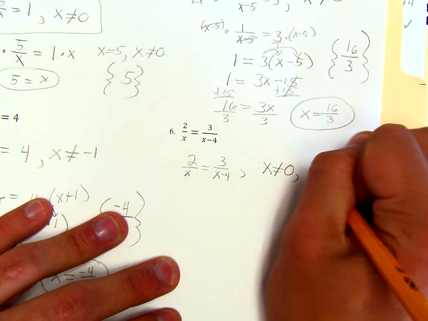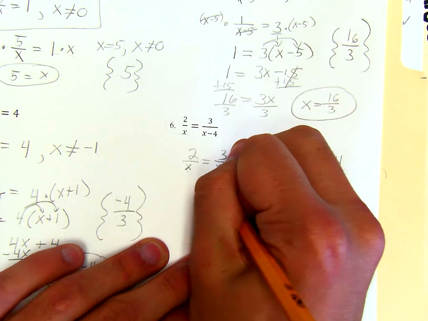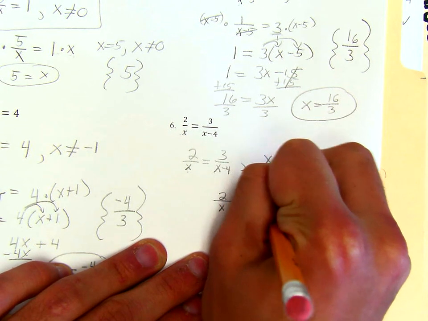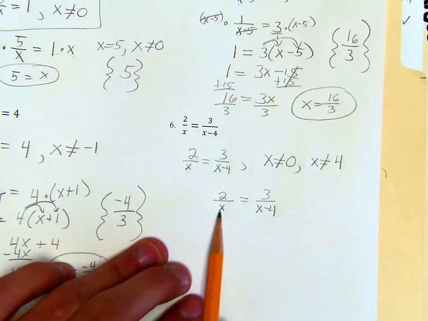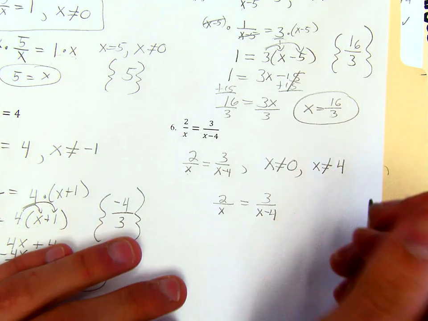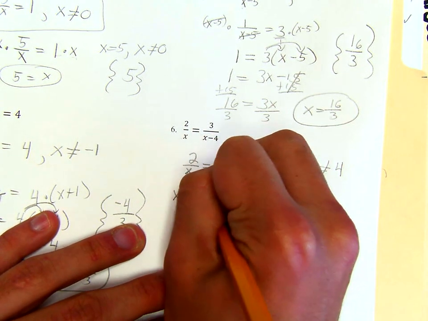So now let's go through and let's solve our equation. So we're going to have 2 divided by x is equal to 3 over x minus 4. And we look at the denominator, x and x minus 4. What is our common denominator there? We're going to have x times x minus 4. So we're multiplying both sides by this common denominator of x times x minus 4.